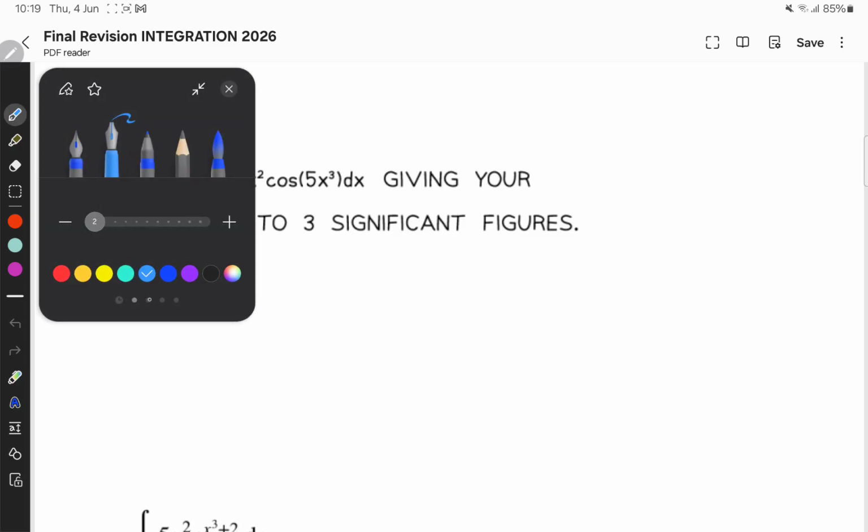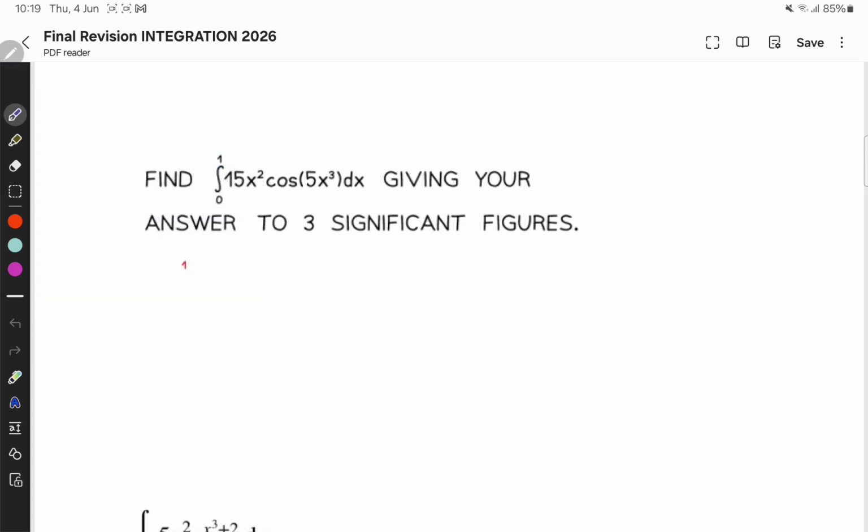Here we have the integral of 15x squared times cosine 5x cubed. Here I have two ways. The first way, using recognizing. Why? Because I have multiplication of two different functions. Here is power 3, here is power 2. So we can solve that using recognizing.